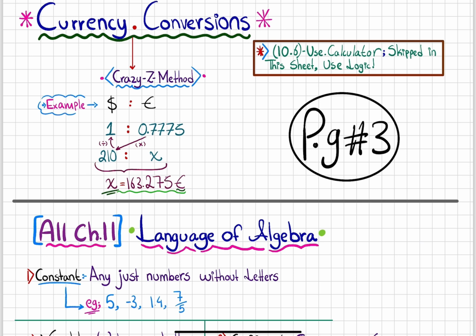Now use the crazy Z method. Multiply 0.775 by 210 and divide it by 1. That's just 0.775 times 210, which is 163.275 euros. We're going to discuss how to perform these ratios and calculations more in the ratio and fractions lesson. But it's very simple. You just have to multiply the number above the variable with the number next to the variable and then divide it by the number above the number that you divided with.